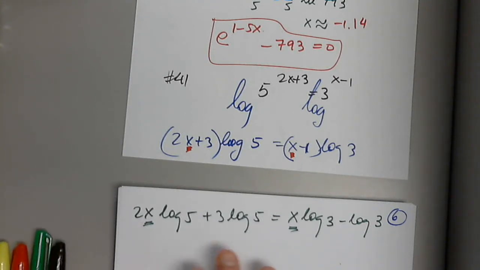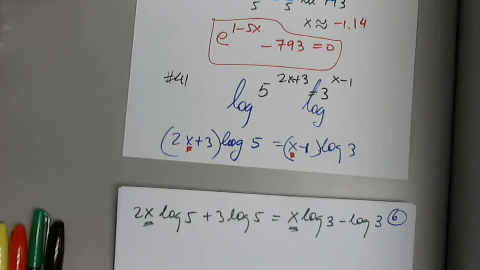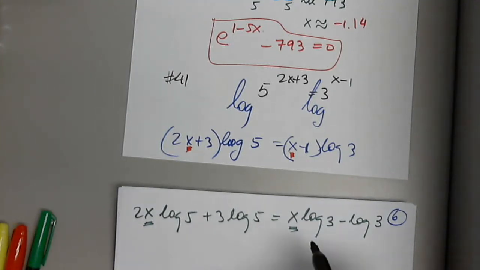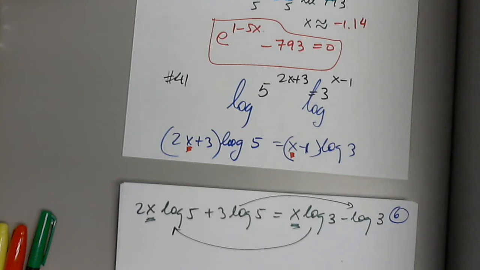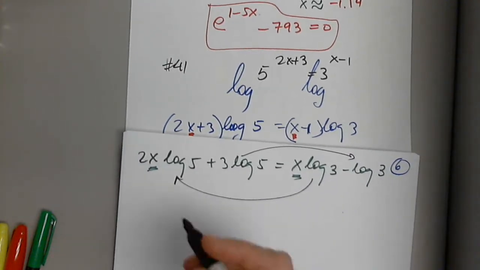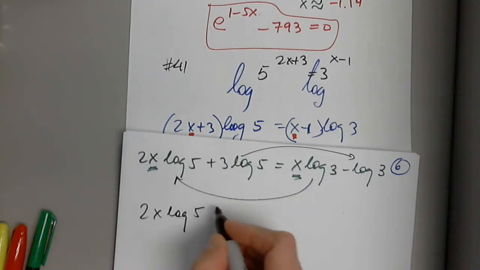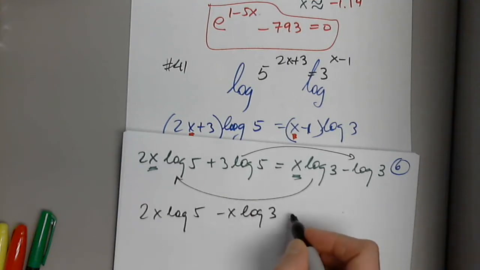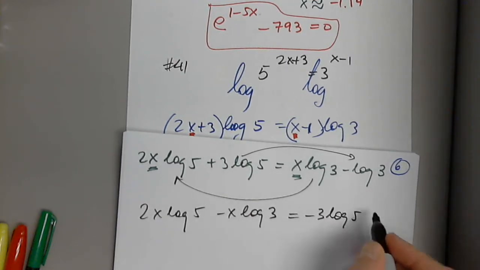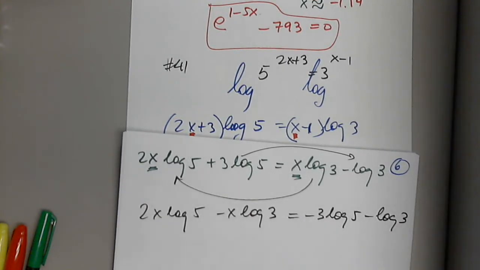That's what I said. Do not get intimidated by log. It's just a number. Do you put them over each other? Exactly. Of course, these two terms with x have to be on one side, and the terms without x on the other. Right? That's how we solve linear, correct? 2x log 5 minus x log 3 equals negative 3 log 5 minus log 3. Very, very good. Well done.